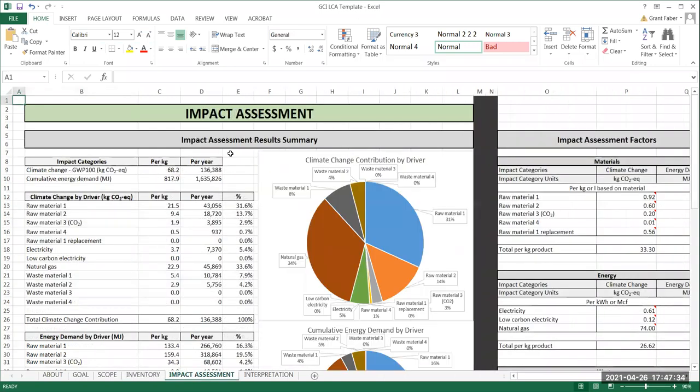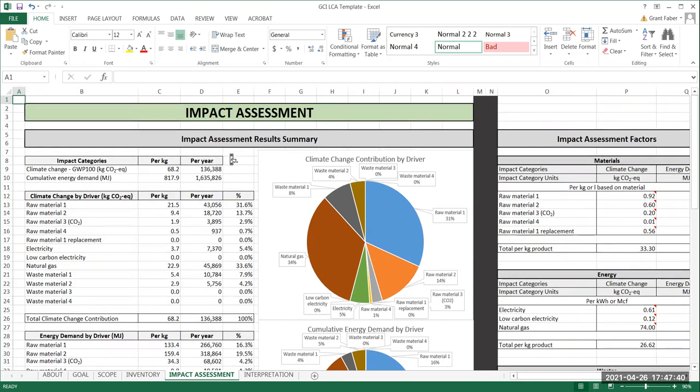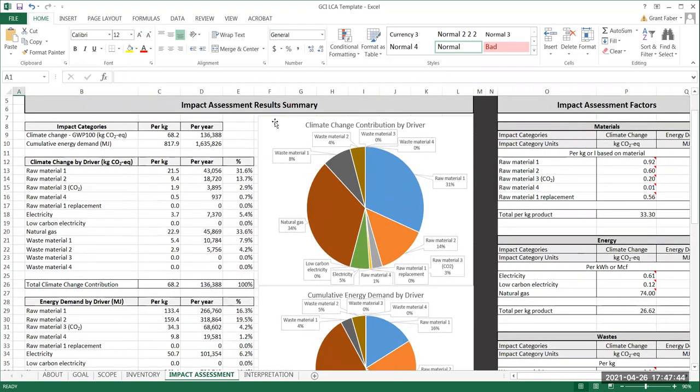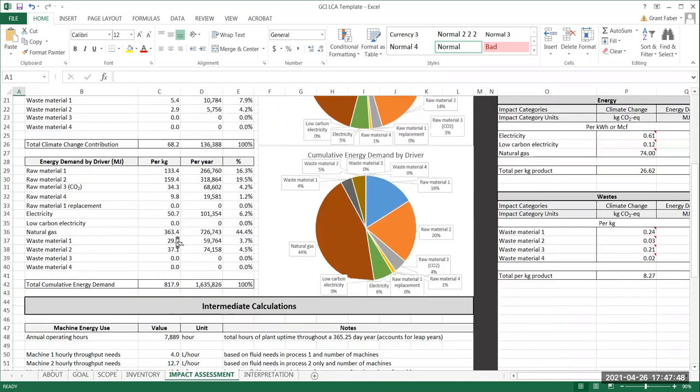Moving on, this is the impact assessment worksheet. Essentially, what's going on here is we have 3 different primary sections. One is on intermediate calculations, which we'll talk about first. We have a summary of results, and then assessment factors.